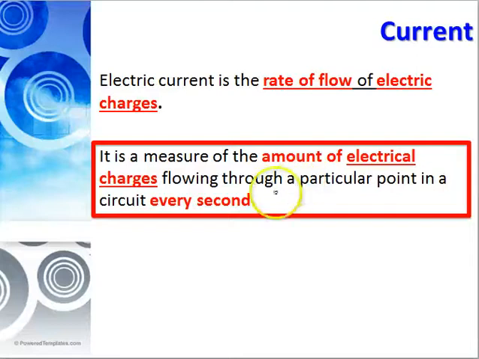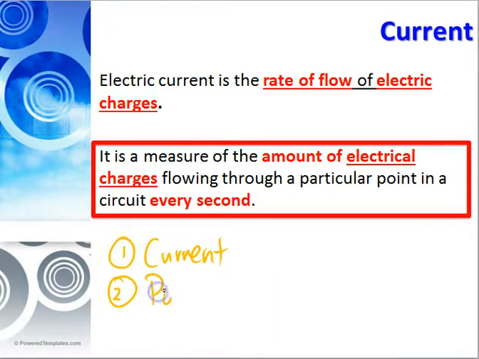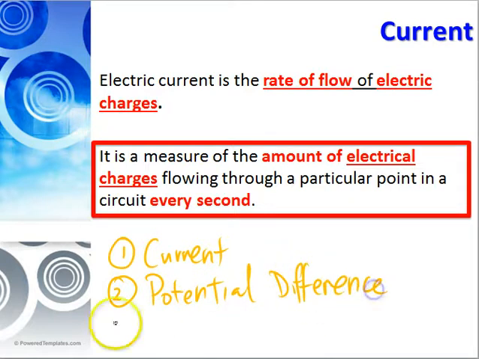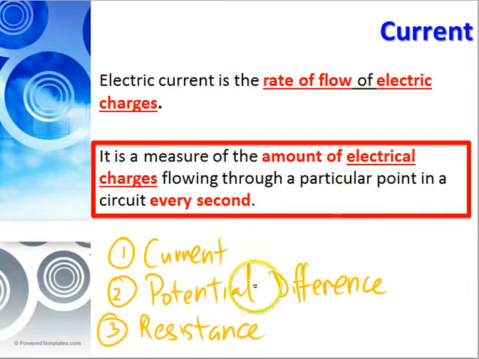Okay, now we're gonna go into current. Just take note, there are three big components that we're gonna cover here. We're gonna cover current, we're gonna cover potential difference, and we're gonna cover resistance. These three are very closely related, but how you distinguish between them is based on the definition. So the definition is the key here.